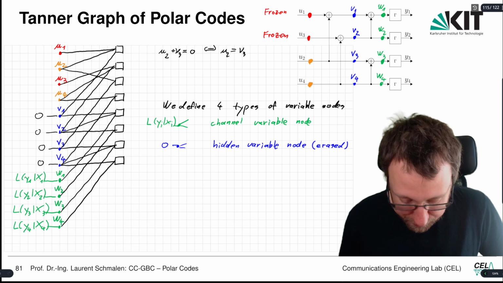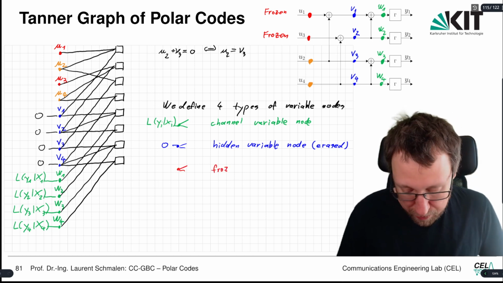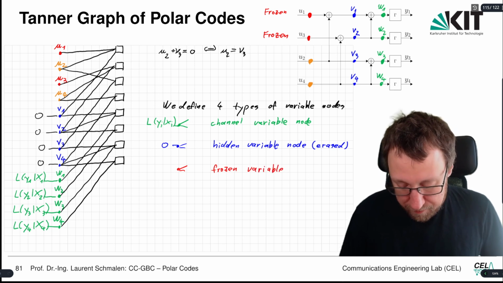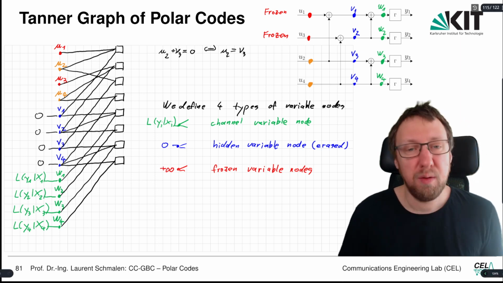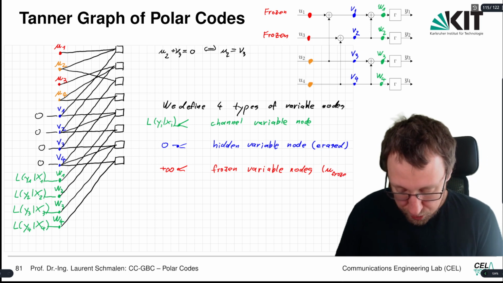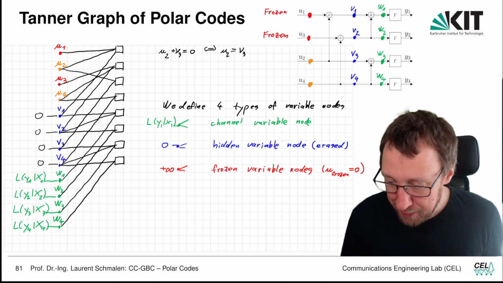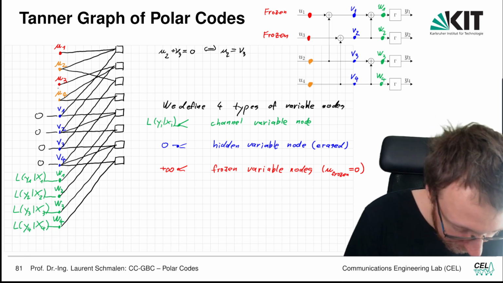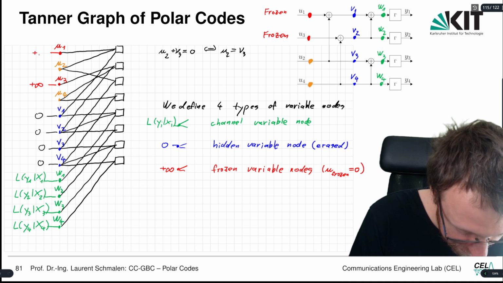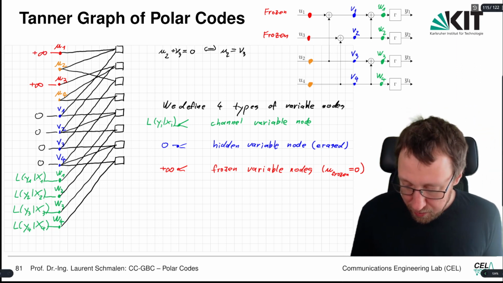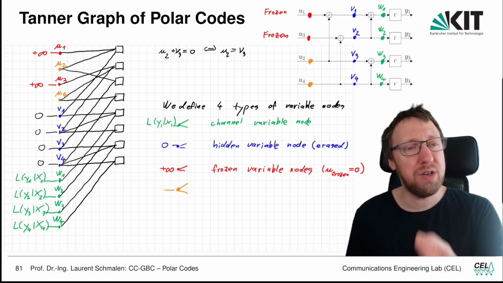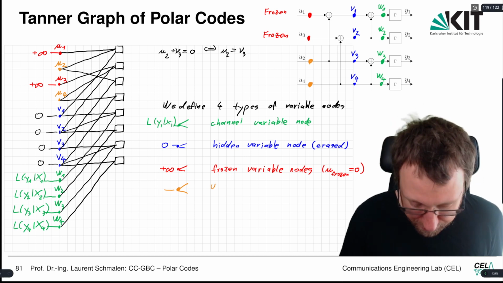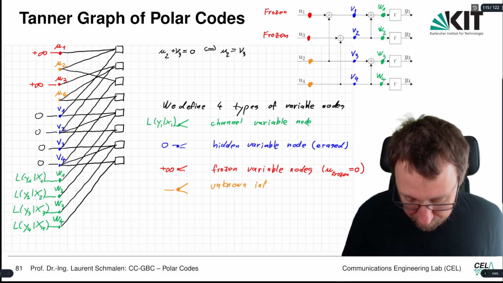So then we're looking at the frozen positions. So we have the frozen variable nodes. They are known. They are fully known. We know their value. So we can put plus infinity because we assume that the frozen bits are chosen to be equal to 0. So we can put a plus infinity over there. So I'm going to put this in red, plus infinity, and we have plus infinity over there. And then we have the orange variable nodes. The orange variable nodes, they are the unknown information bits. They are actually the ones we would like to know. So these are the unknown information variable nodes.